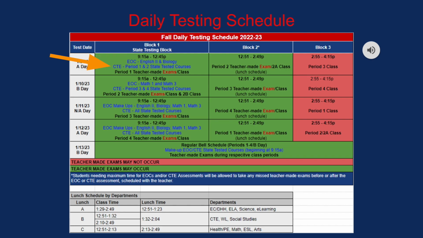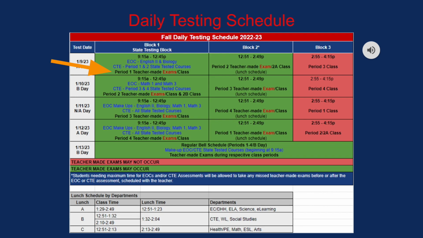The next line lets you know that all students taking a Period 1 or Period 2 state-tested CTE course will also take their state test that block. Note that any student who needs to take both the EOC and a CTE test that occur at the same time will need to first take the EOC and take the CTE test on a designated makeup day.